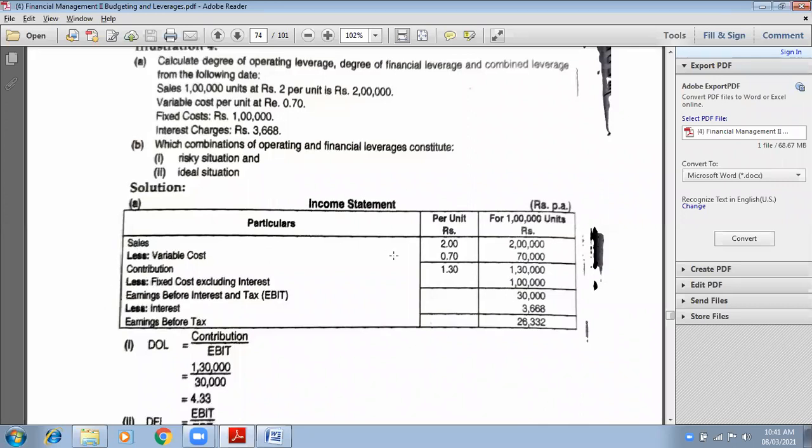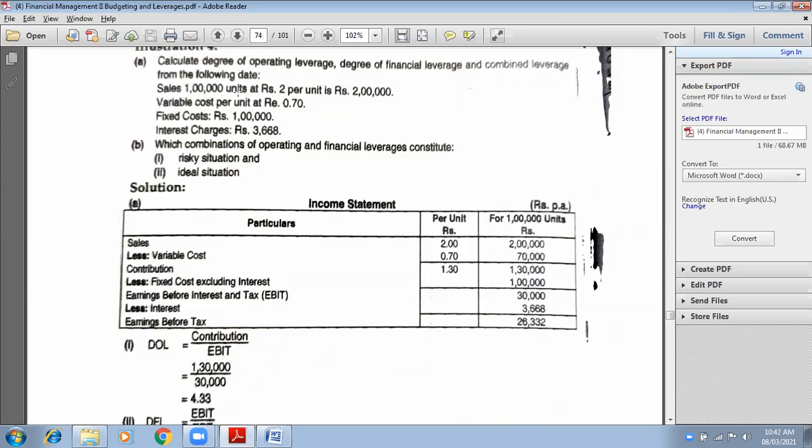So write down sales. Three columns will be made: particulars, per unit column and amount column. Now how many units are made? 1 lakh units are sold in the market. So in the particulars column, you can write in brackets 1 lakh units. Sales is 1 lakh units into 2 per unit, so your amount will be 2 lakhs. The last column is the amount column.